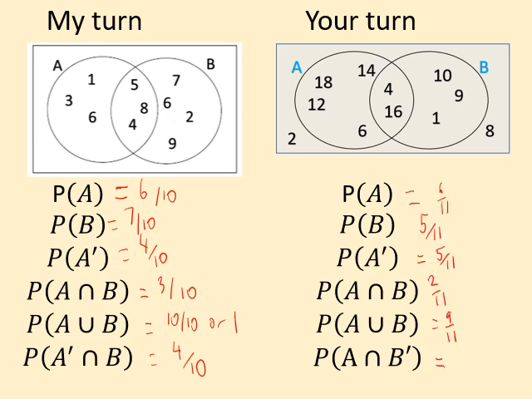Okay, so you can see here that I've added in all of our answers for the first 5 questions. We'll just spend a little bit of time looking at this last one. So we want it to be in A and not in B. So anything that's in A but is not in B is going to be those 4 numbers, 14, 12, 18 and 6. So we're going to have 4 out of 11 down here.